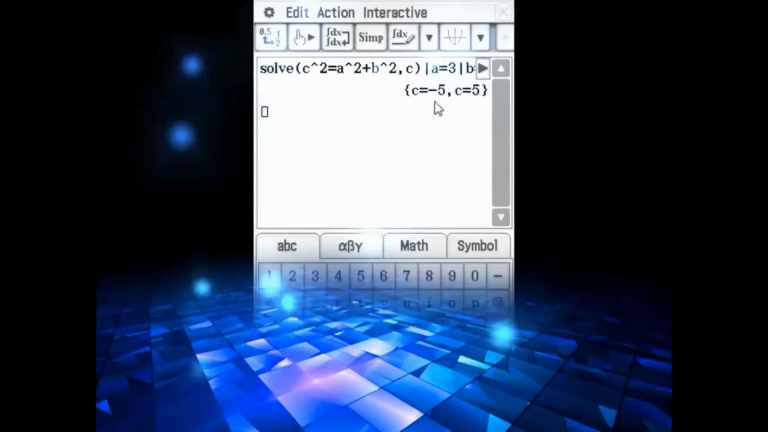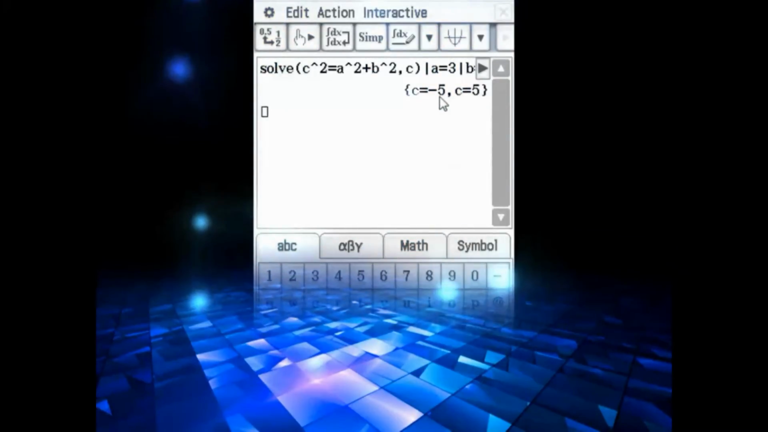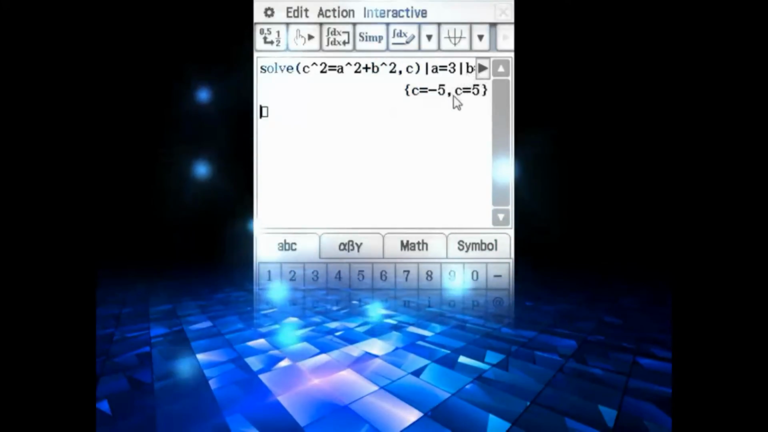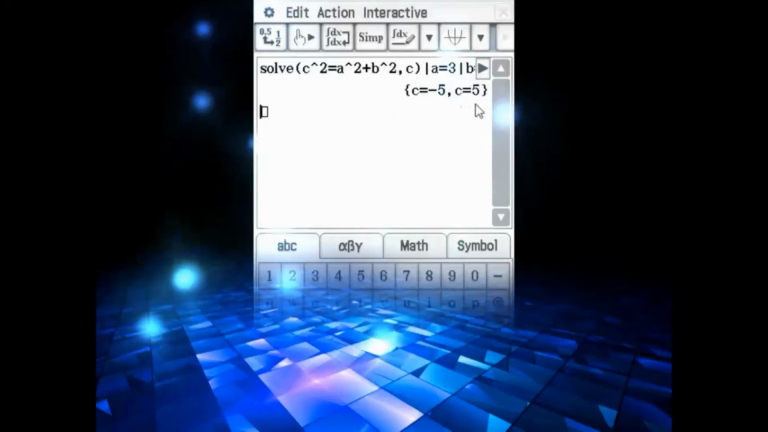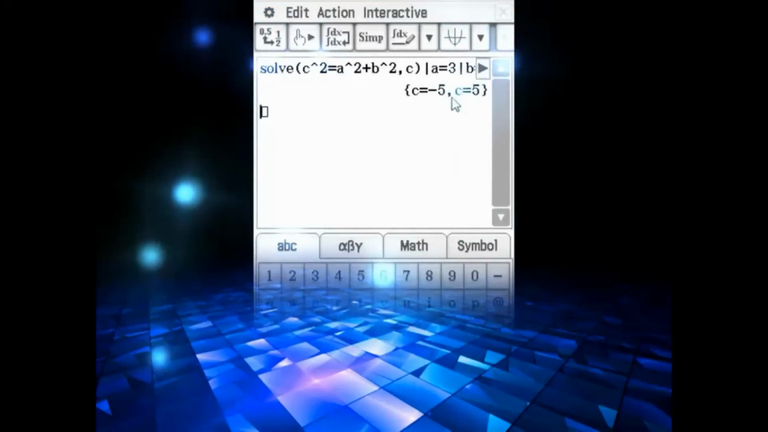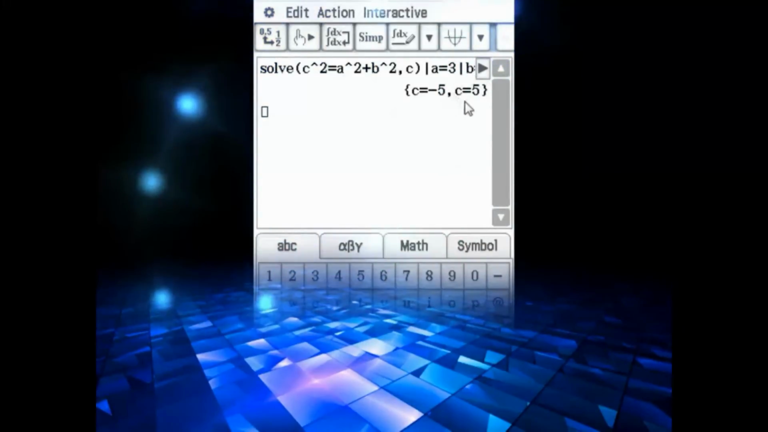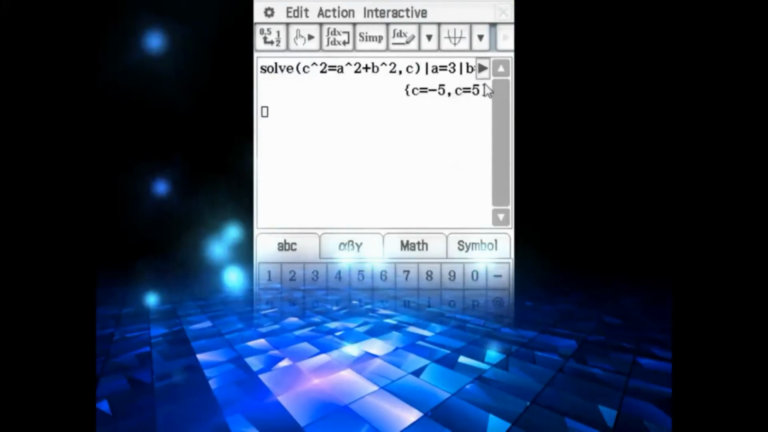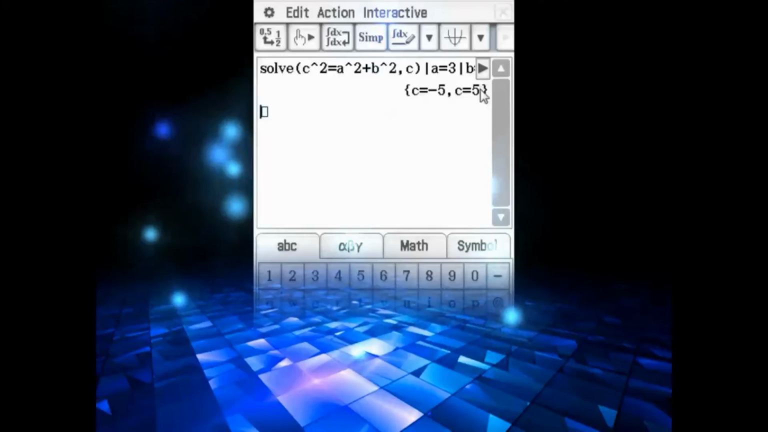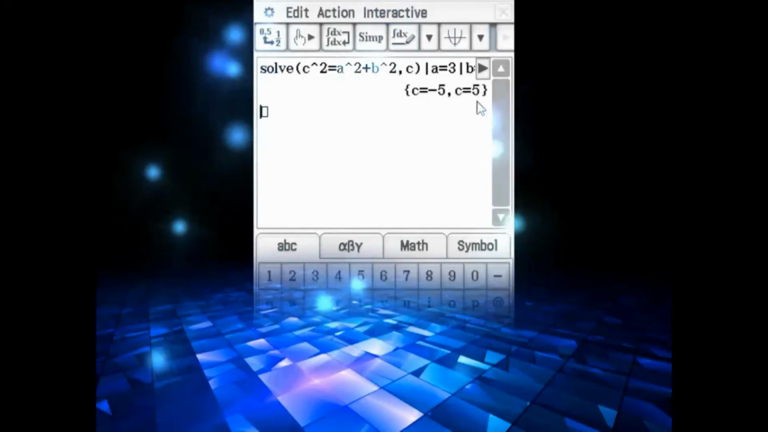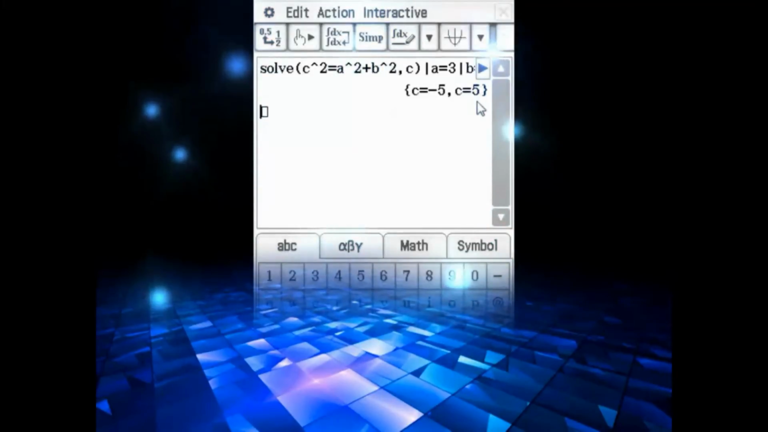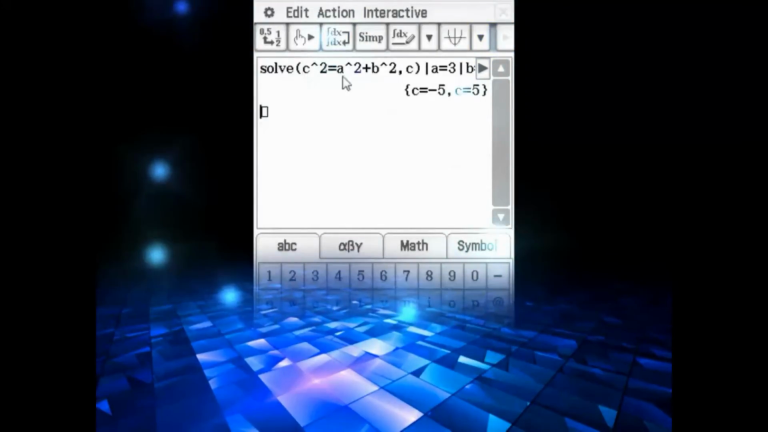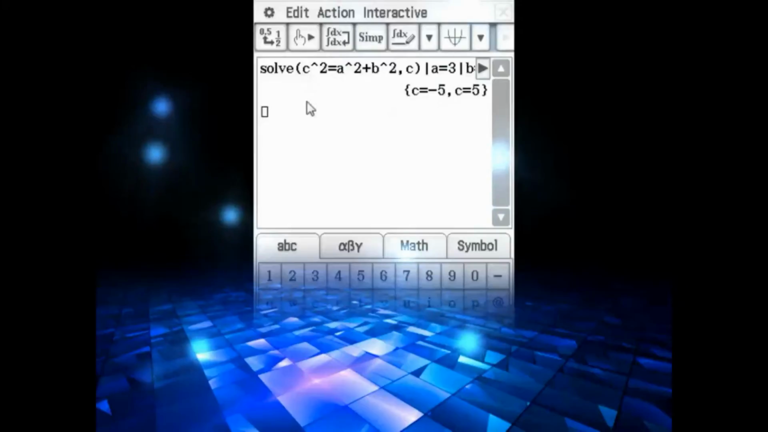But remember, the solution to our problem was that we were looking for a measure of distance, and we were only allowing c to represent positive numbers. So for the solution to our problem, we chose to use only the solution c is equal to 5 because we were restricting our solutions to positive numbers. Your solution to your problem may be more than just the solution to the equation.